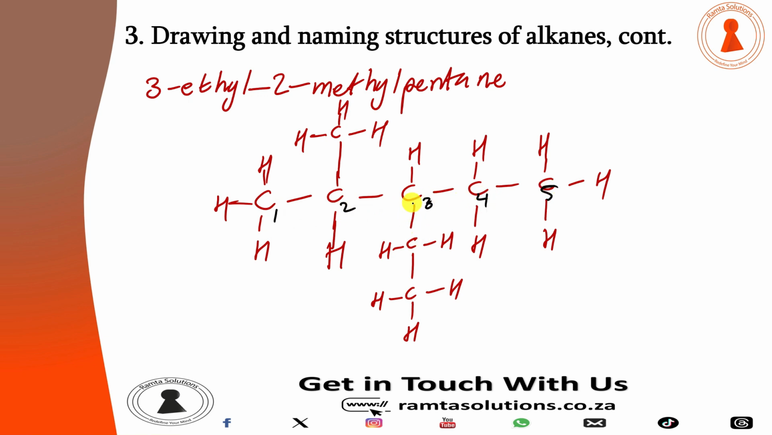And by the way, even if you have gone this route, you are still going to be okay. Okay. So this is your structural formula of 3-ethyl 2-methyl pentane.